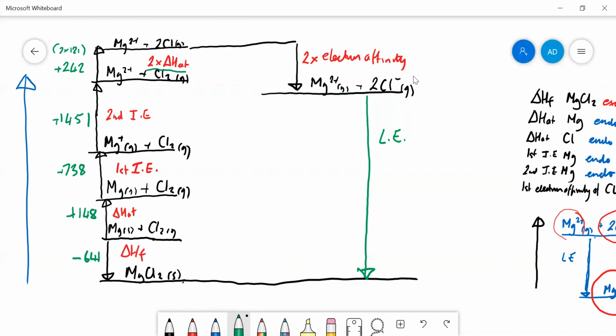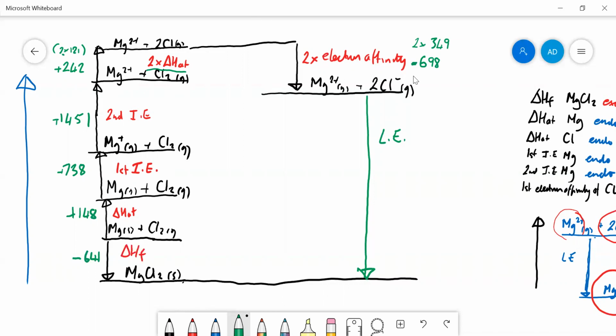I'll just remind ourselves that's two times 121. That's a kind of quite obvious mistake to make. And this one is going to be two times the electron affinity of chlorine, which is 349. So two times that is going to be 698. And that is minus, that is exothermic, isn't it?